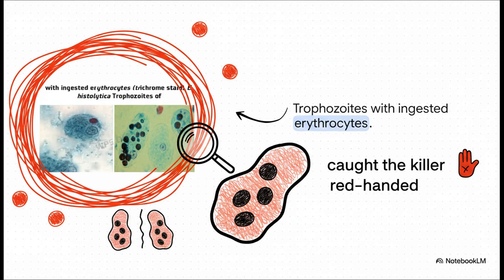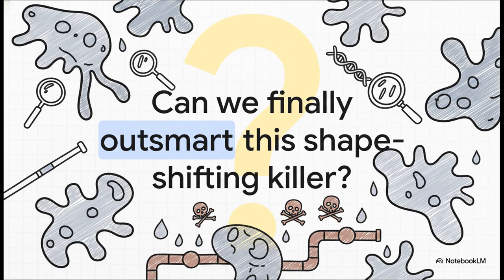If you are looking through a microscope and you see a trophozoite with dark inclusions inside it, which are ingested erythrocytes or red blood cells, you've caught the killer red-handed. That process, erythrophagocytosis, is the only morphologic characteristic that can definitively differentiate the deadly E. histolytica from the totally harmless E. dispar. As we wrap up this explainer, we're left with a critical question.